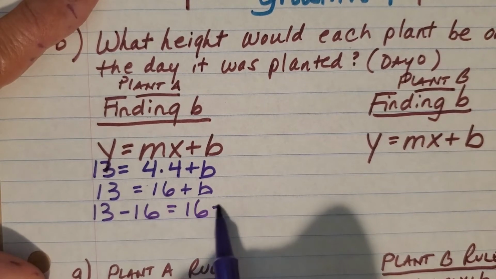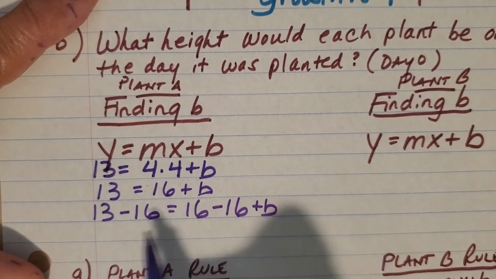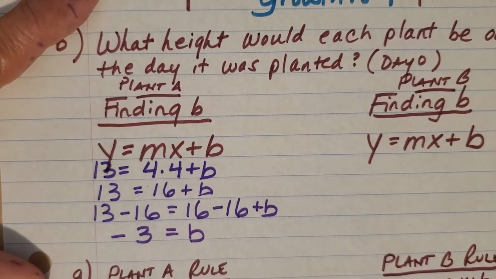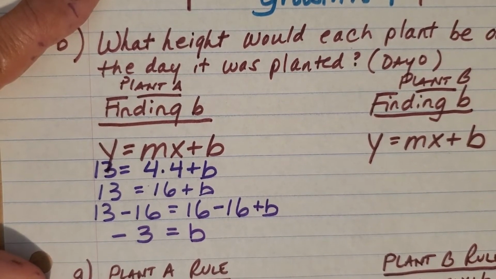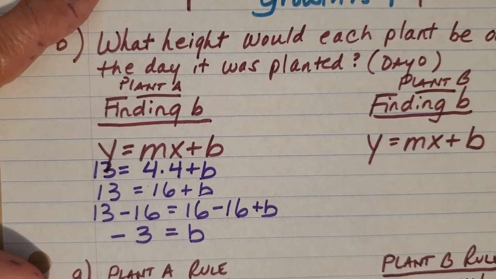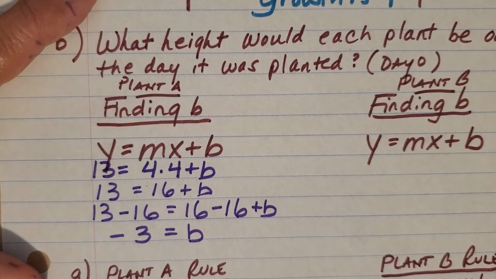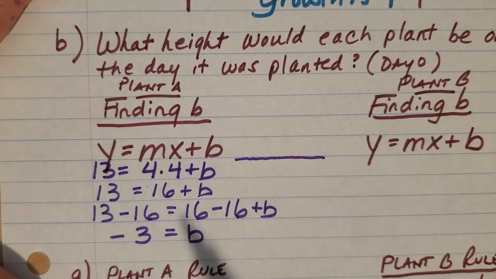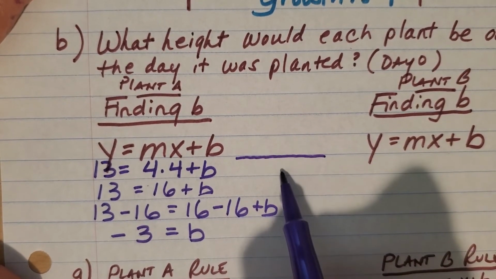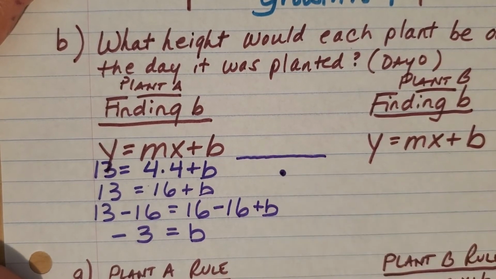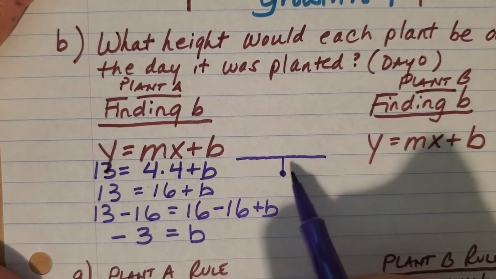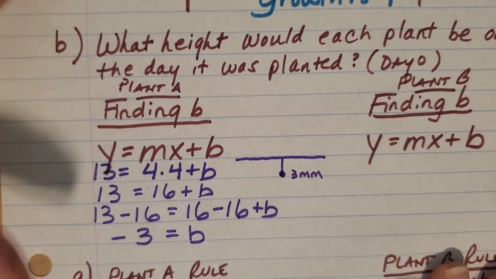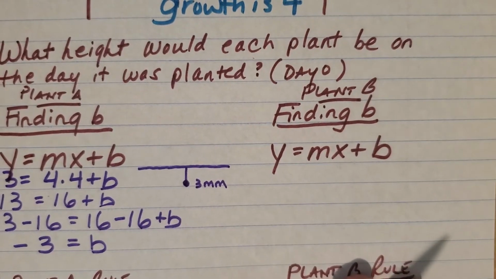I'm using the additive inverse property. And right there, I see that B, or the height of the plant on day 0, was -3, which seems sort of weird. But if you think about it, if we're planting a plant and that's the ground, maybe I planted a seed 3 millimeters beneath the ground.